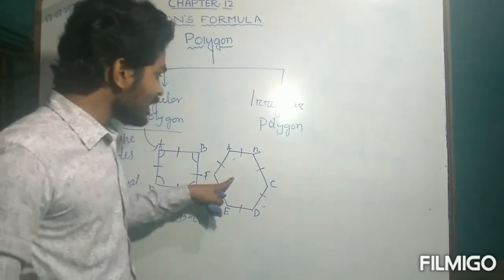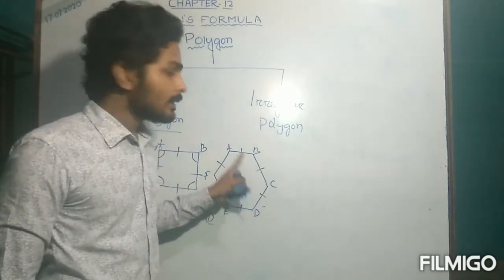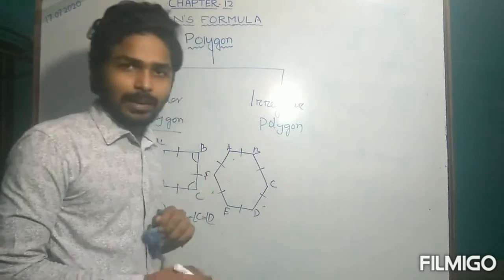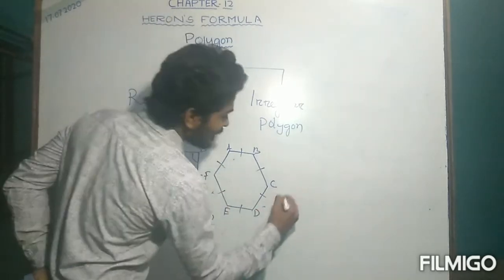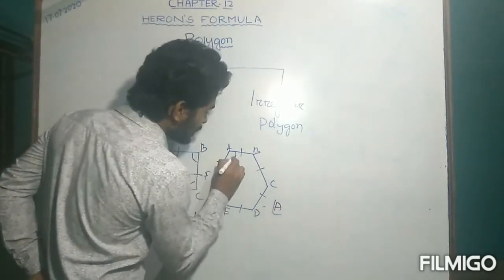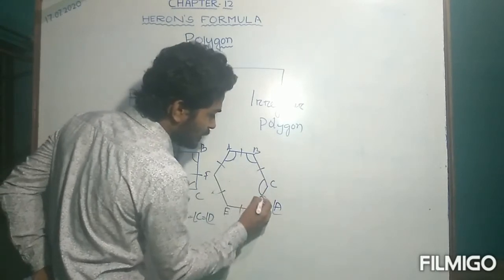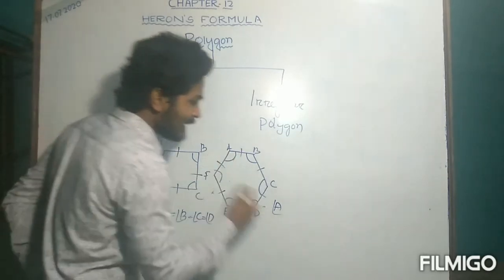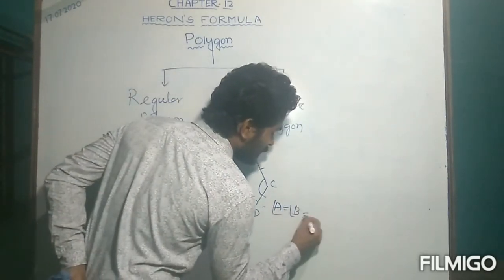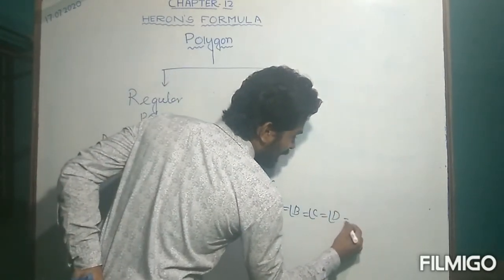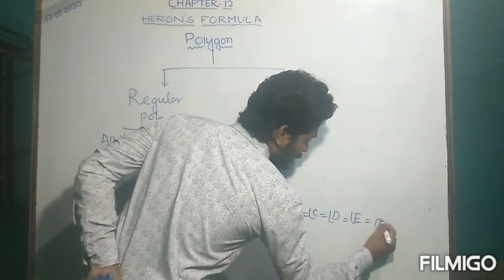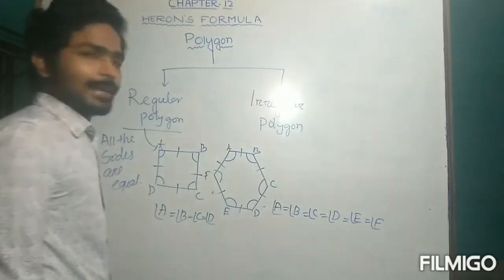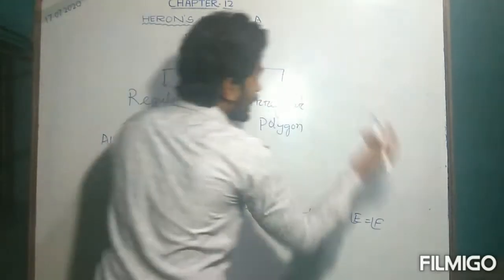Okay? And since it is a regular hexagon, that means all the sides are equal. So in this case, you can write all the 6 angles 1, 2, 3, 4, 5 and 6. Okay, these are the 6 angles. So A is equal to B is equal to C is equal to D is equal to E is equal to F.